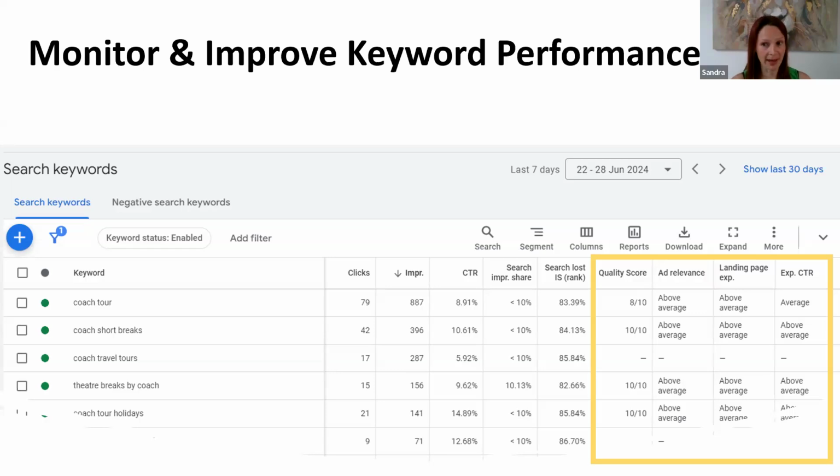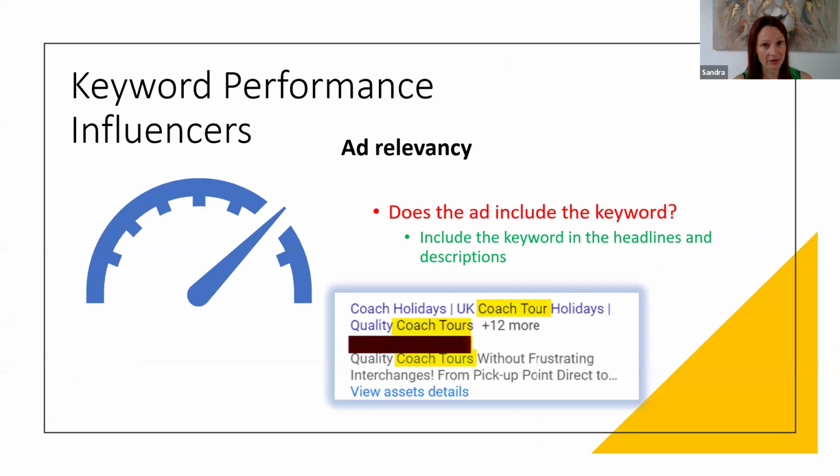The scoring that you'll have will either be above average, average, or below average, and we'll look at these in detail. So ad relevancy: how do you improve your ad relevancy for a keyword? Well, does your ad include the keyword? That's a good starter. Include it in the headlines and in the descriptions. So we can see in this ad here that we've got coach holidays in various places in the ad.